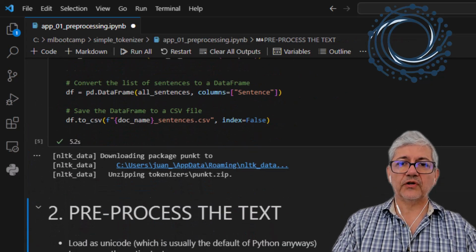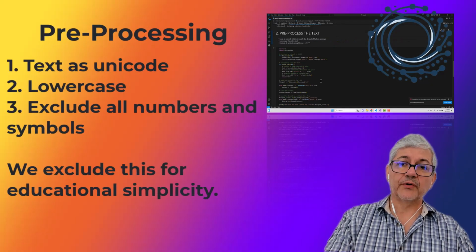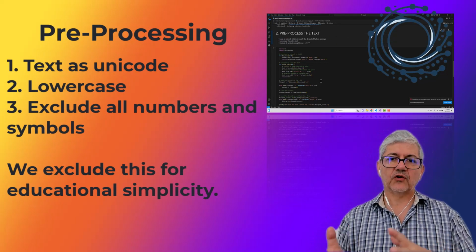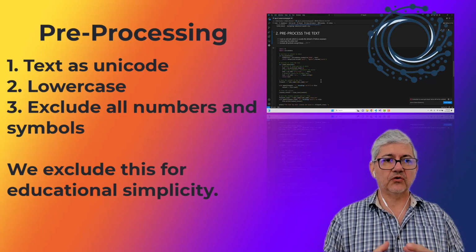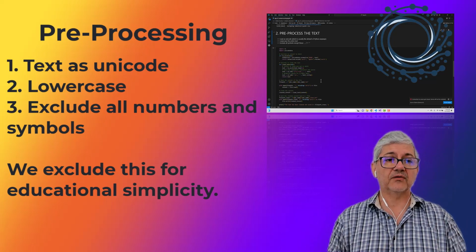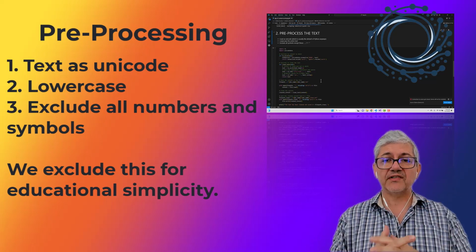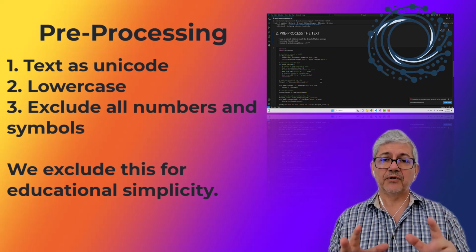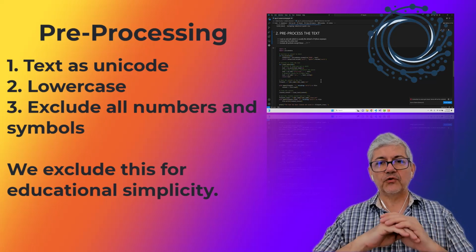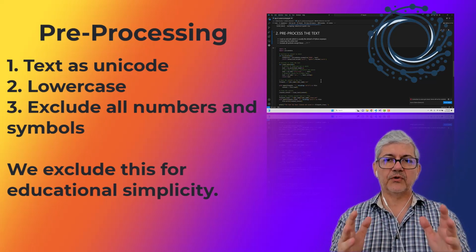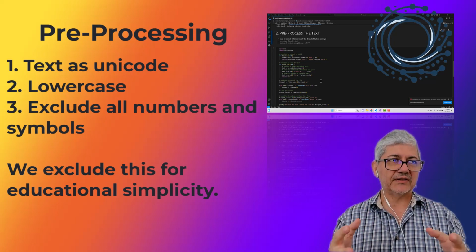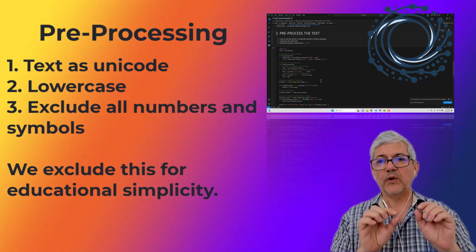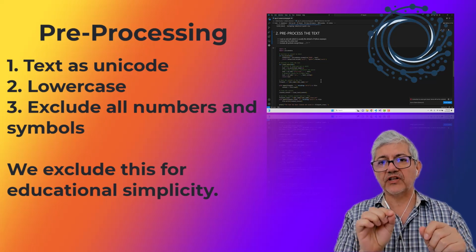Now we're going to go into the pre-processing. On the pre-processing, we will be doing the following. Number one, we will make sure that all the text is loaded as Unicode, which is usually the default for Python. Number two, we will put every single text in lowercase. And number three, for this simple exercise, we will be excluding every symbol like periods, commas, parentheses, every symbol, and we will also be excluding numbers. We will only work with ASCII codes in lowercase.